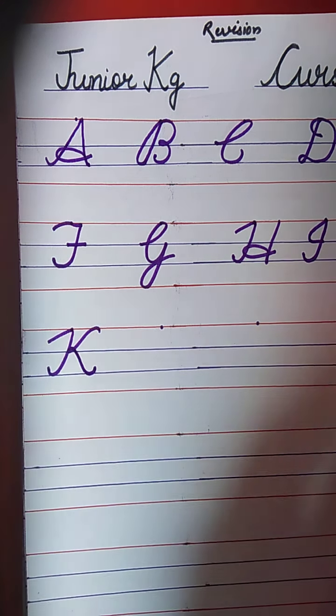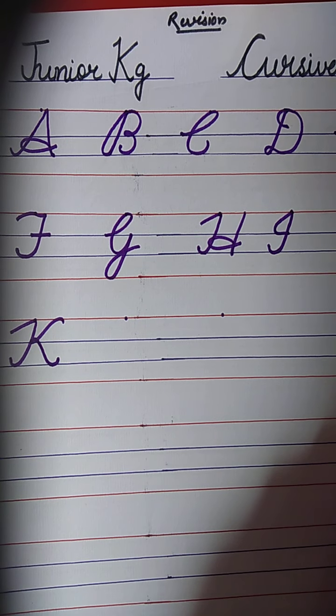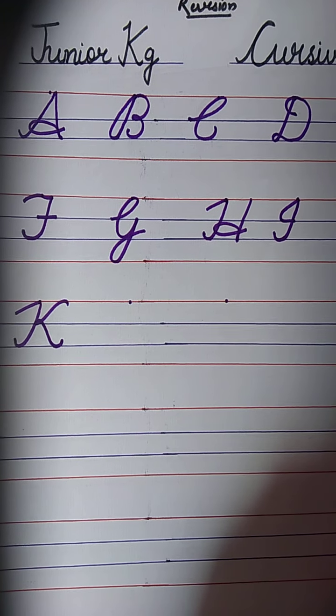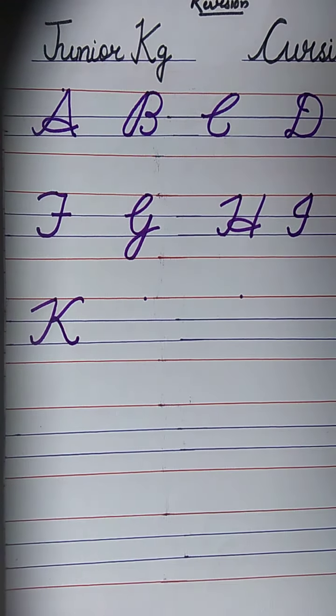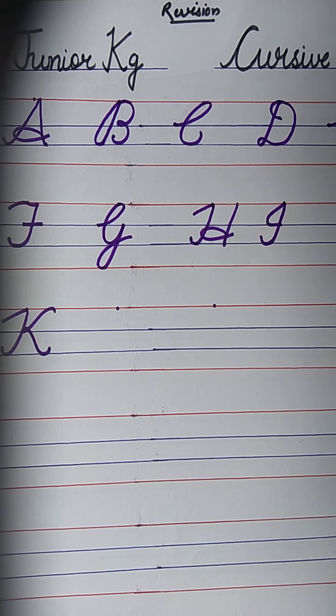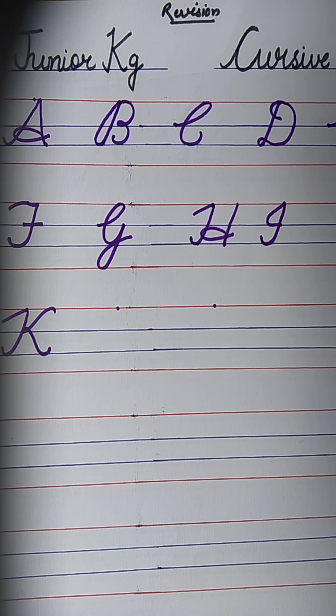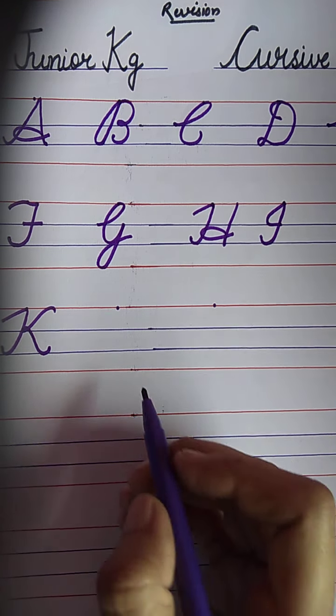a curve line. This is letter K. K for kite. What is the spelling of kite? K I T E. Kite. Now the next letter is K के बाद कौन सा लेटर आता है? L. L for lion.